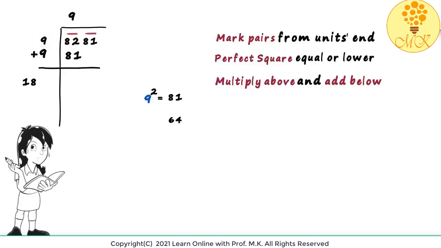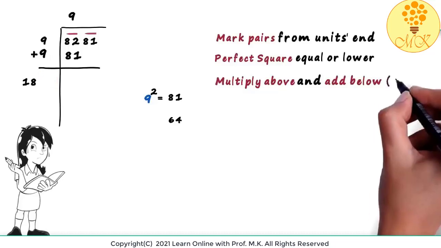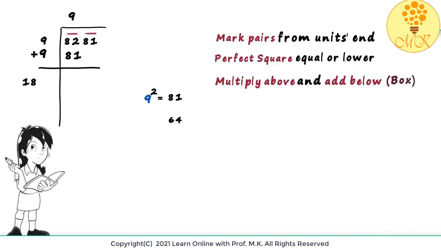So we have completed 3 steps. First, we found the pairs from the right. Second, we found the perfect square and wrote its square root here. Third, we multiplied above and added below. If you observed it well, you could see that I have left some space next to the sum of 9s. That space is kept for the box. So we draw an empty box here, and inside this box we will be writing some digit. Our next aim is to find this digit.